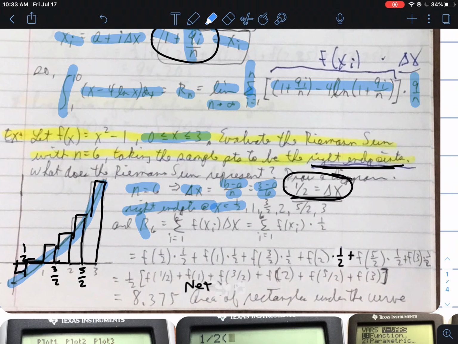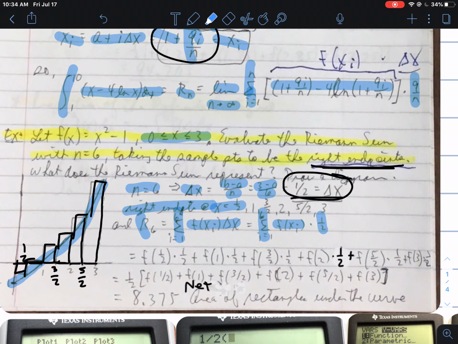So R sub 6 is the sum as i goes from 1 to 6, because we've got 6 subintervals, of f of x sub i delta x. And again, delta x was 1/2, so I'm going to plug that in. So I've got the sum as i goes from 1 to 6 of f of x sub i, which changes from subinterval to subinterval, times delta x, which is 1/2. All right, so this is going back to the notation that I explained earlier.